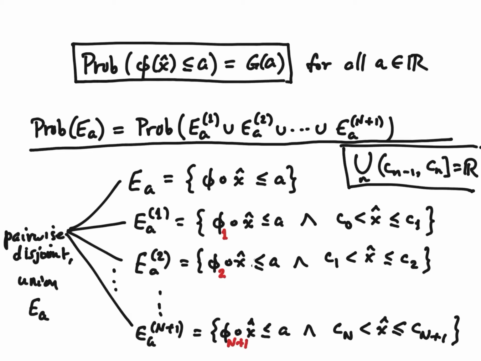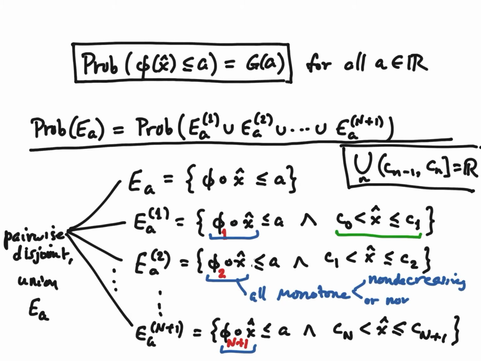Okay, and now notice that all of these compositions are monotone functions. Every single one of these compositions that appear here are monotone. That is, they are either non-decreasing or non-increasing. All right, why is that? Well, x hat is monotone. X hat is non-decreasing as a random variable. And then phi 1 is either increasing or decreasing. Phi 2 is either increasing or decreasing, right? So we have the composition of two monotone functions, which is always a monotone function.